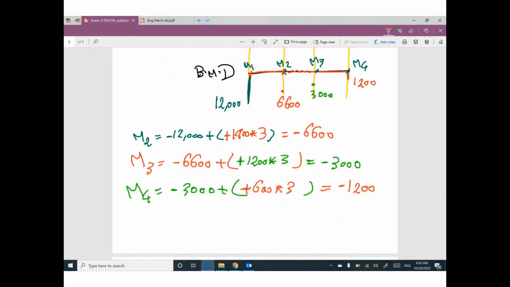I am done. Go ahead and connect this value and this value, this value and this value, this value and this value, and this diagram is negative. Here is the bending moment diagram.